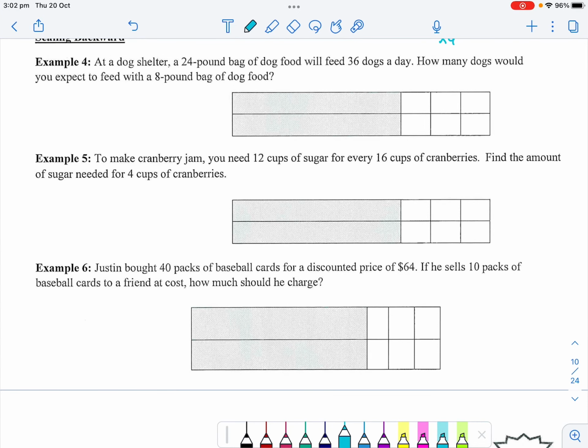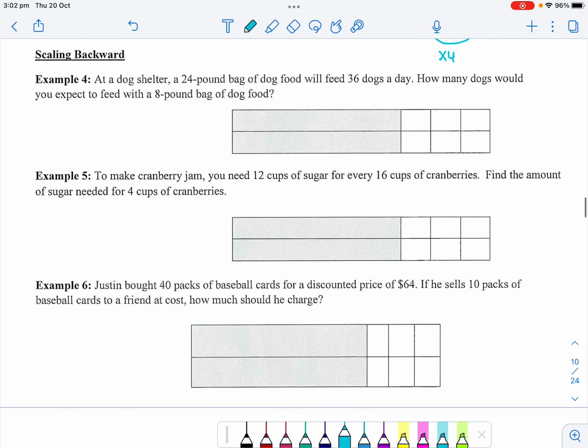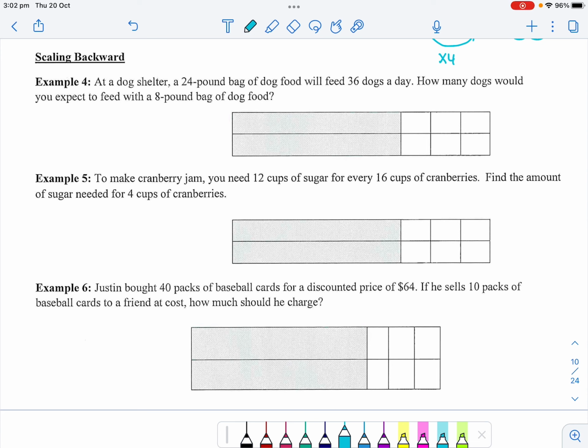Okay, now we're going to continue on and we're going to scale backward. Scaling backward means that we're going to be dividing to get from our first value to our second value to be able to answer the question. And then in these three tables, you'll see that there is nothing. So I gave you no labels, no numbers, nothing. We're going to create our tables completely on our own.